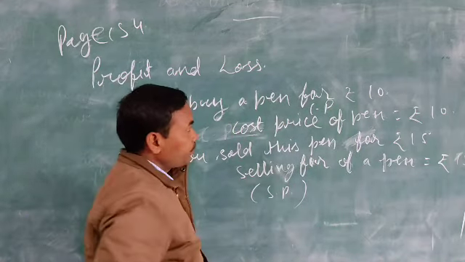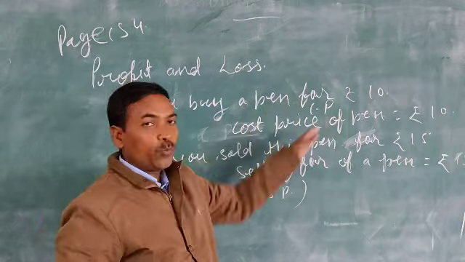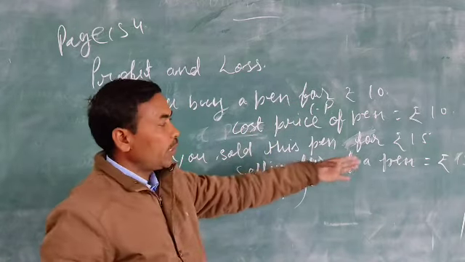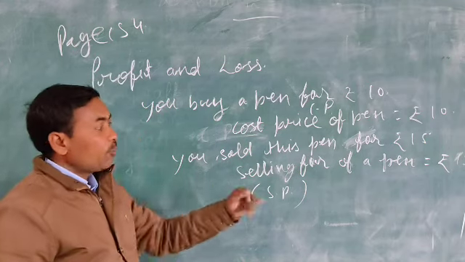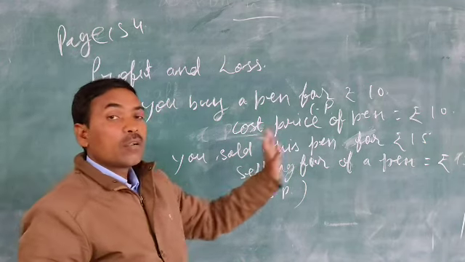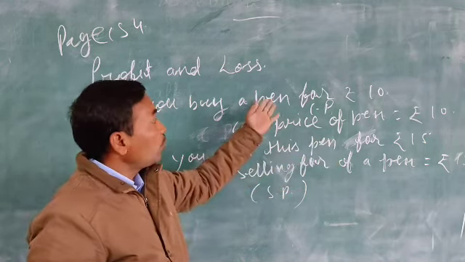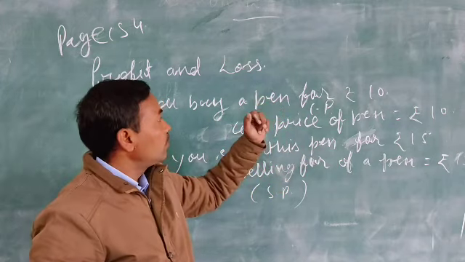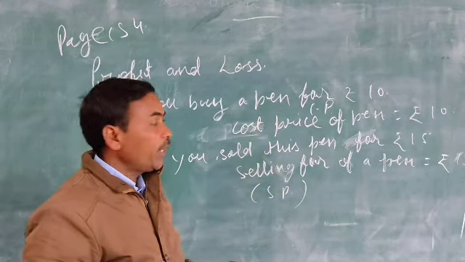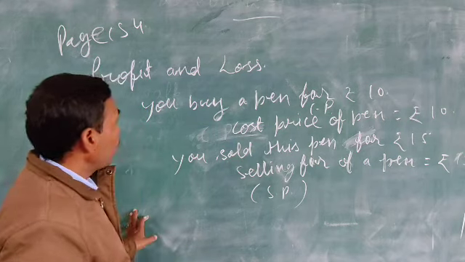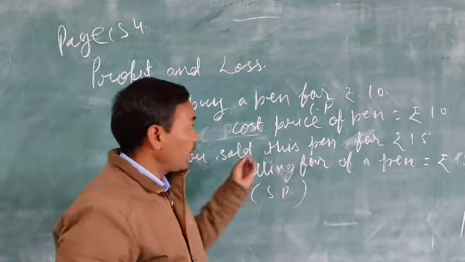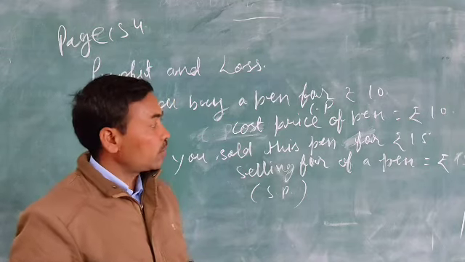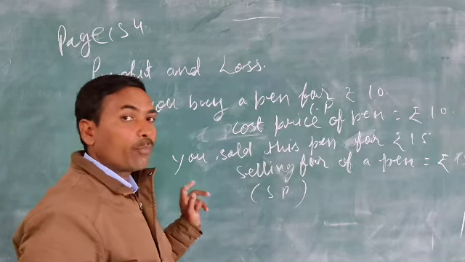So see here, you are buying a pen for ₹10 and you sold that pen for ₹50. That is, you are getting something more than your original price. So here there will be a profit. If you get something more than its original value or cost price, then there will be profit.